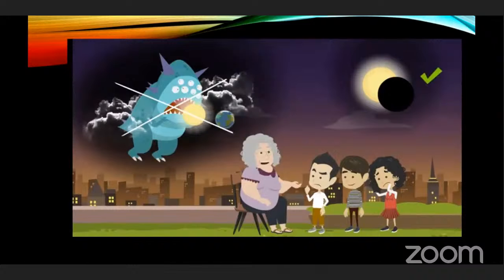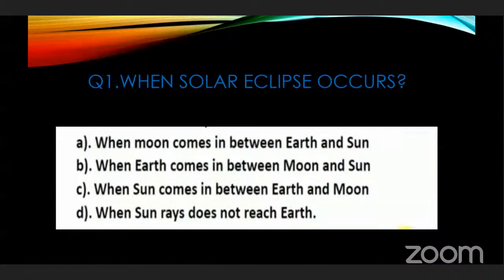Now I will take a recap by asking you some questions. We'll do a recap of this lesson with some questions. Listen now. Your first question: when does a solar eclipse occur? Listen to the options. Option A, when the moon comes in between earth and sun. Option B, when earth comes in between moon and sun. Option C, when sun comes in between earth and moon. And option D, when sun rays do not reach earth.